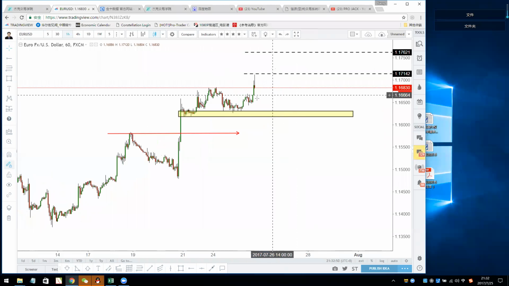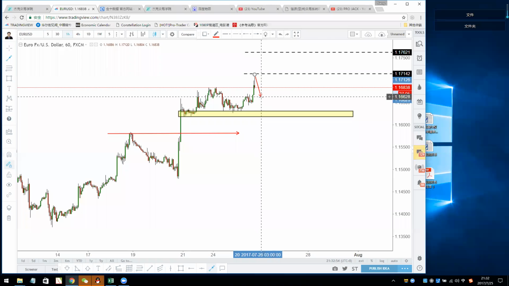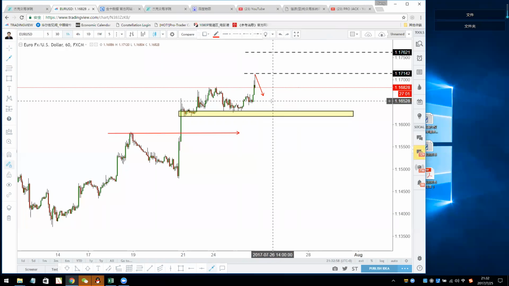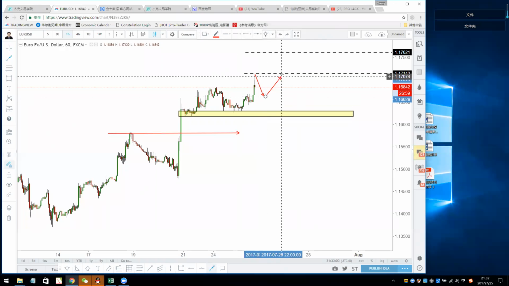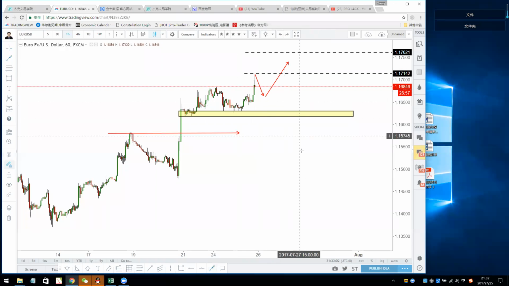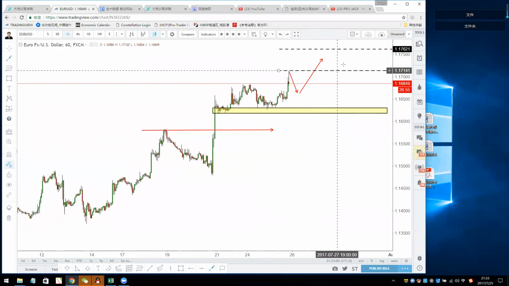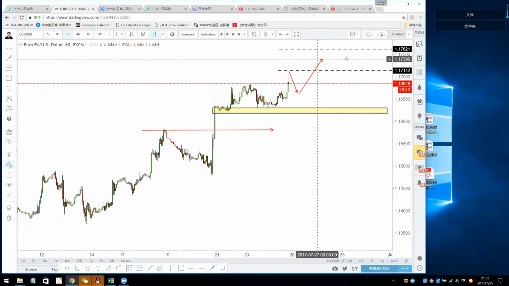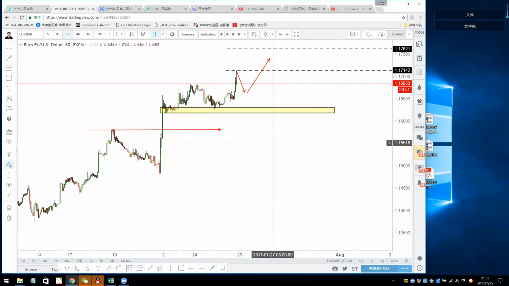So just get ready when the euro may have a pullback. It may pull back to maybe 1.1666, and you may have a chance to buy it again and head north, heading to this very important selling zone here. Alternatively, you can watch for a short.